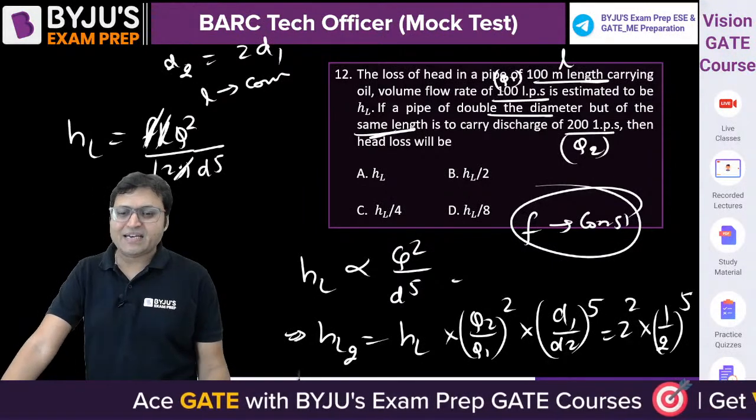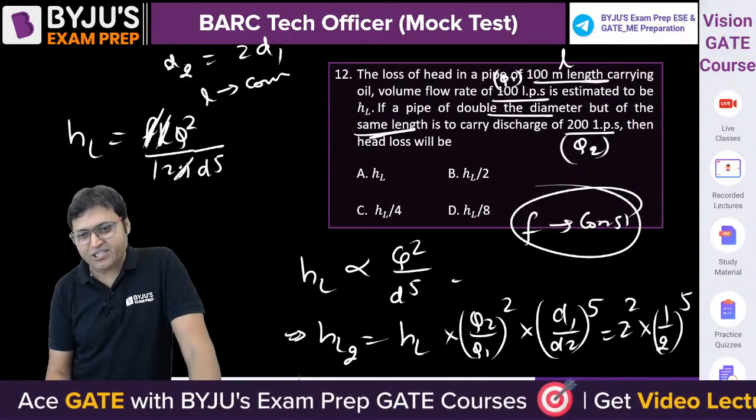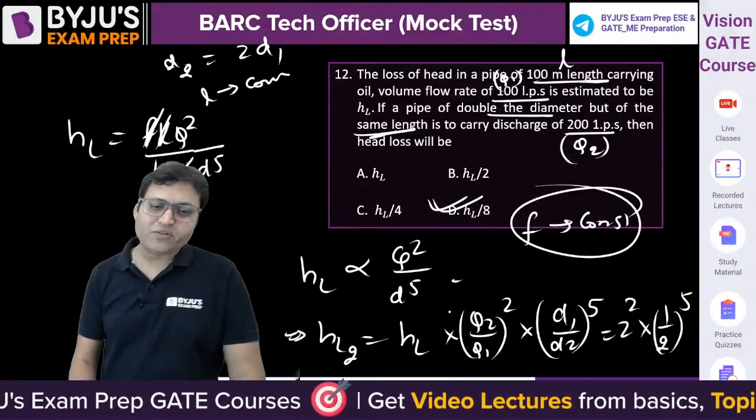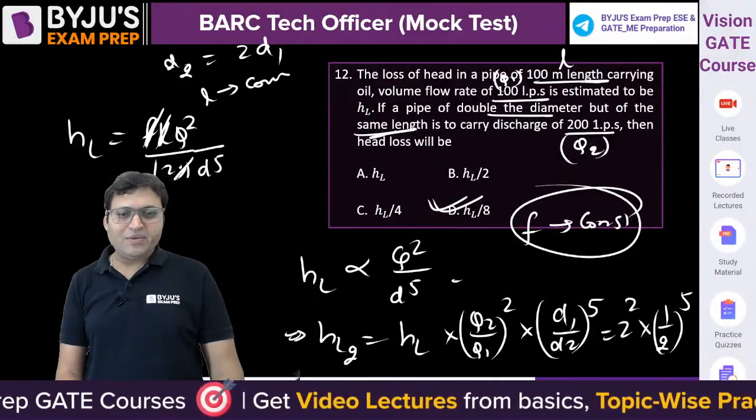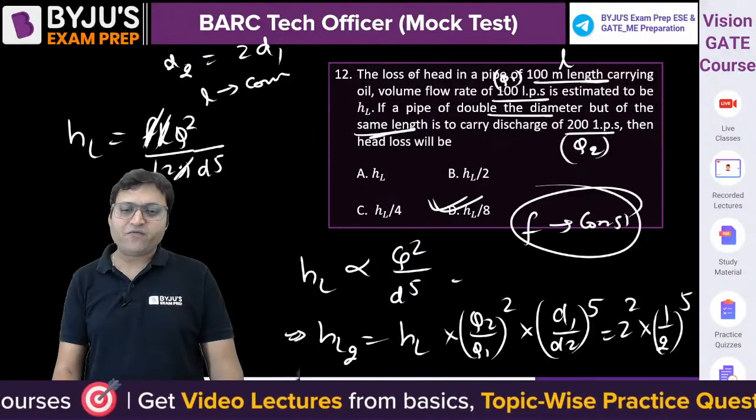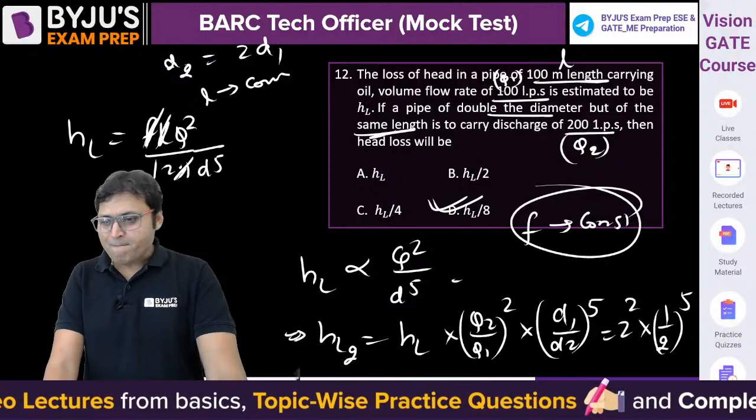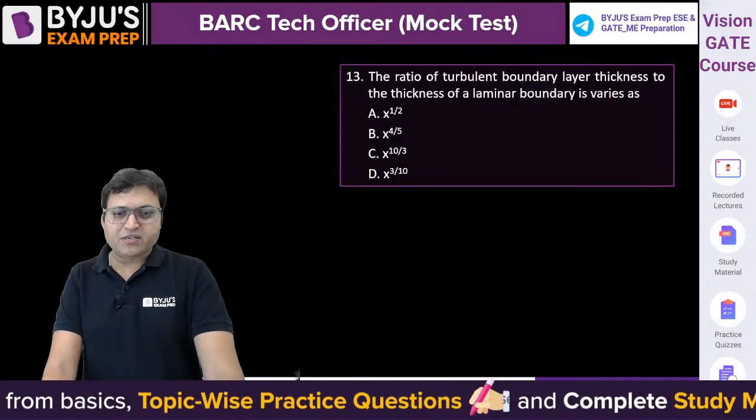What will be the answer? Isn't it HL by 8? D will be the answer for this one. For this question, D will be the answer. In the previous question, F cannot be taken as constant. That is what you need to take care from the language of the question, right?